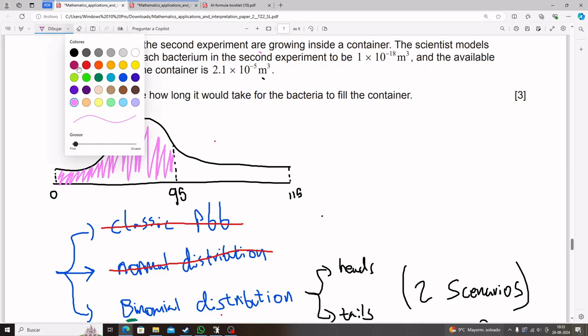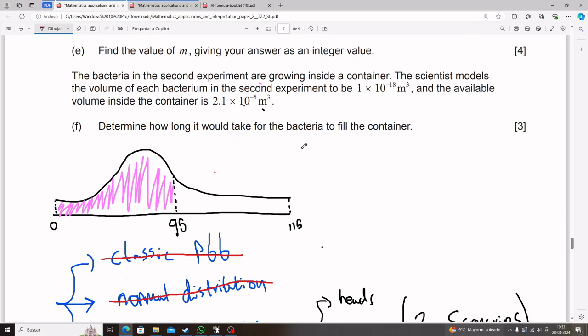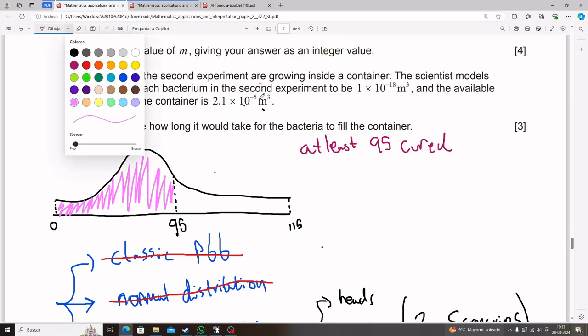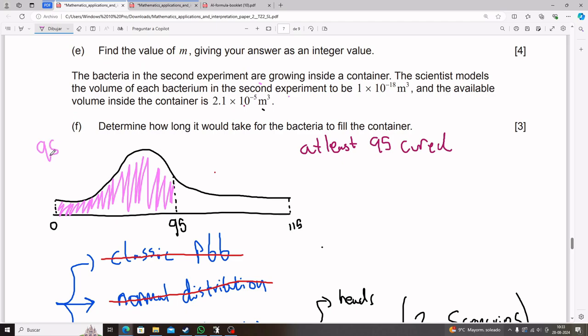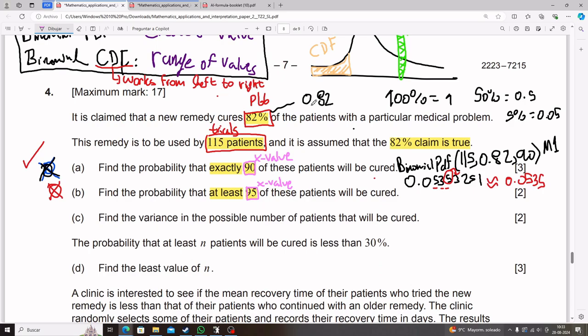Now what the question is asking for, if we take a closer look, is at least 95 cured. And what we drew here in pink was actually 95 or less cured. And that is because it's simply how binomial CDF works. Binomial CDF works from left to right.